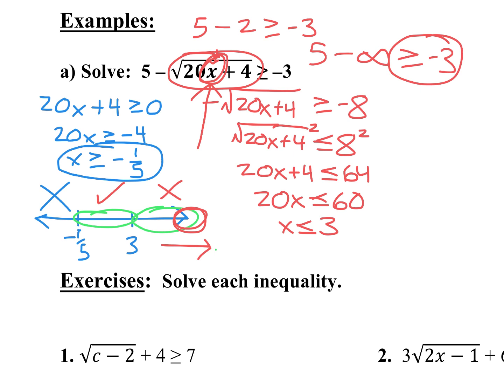All right, so we tested our answers, or we tested the regions, and we ended up with just that middle area. So I need to write my final answer. -1/5 is less than or equal to, and this is a closed circle here because of that symbol, so -1/5 is less than or equal to x, which is less than or equal to 3. And this one is a closed circle because that had the line underneath. So this was our region that worked, and here's our answer.